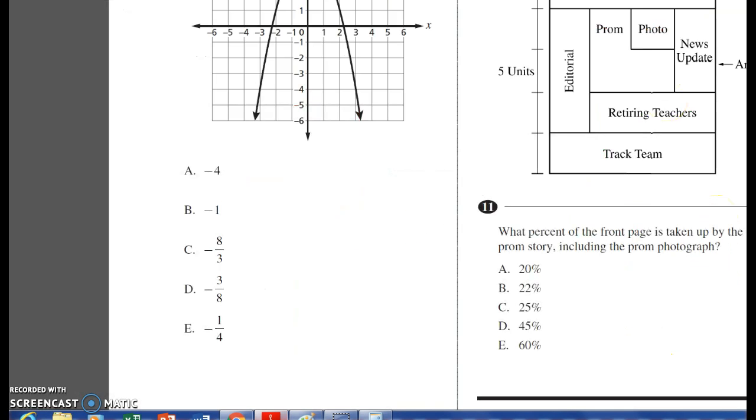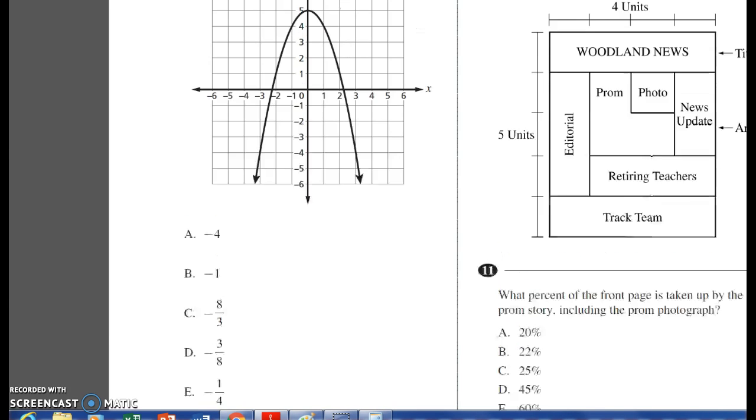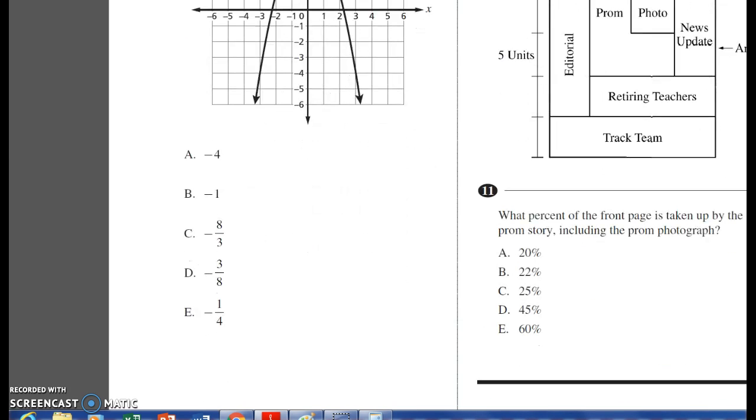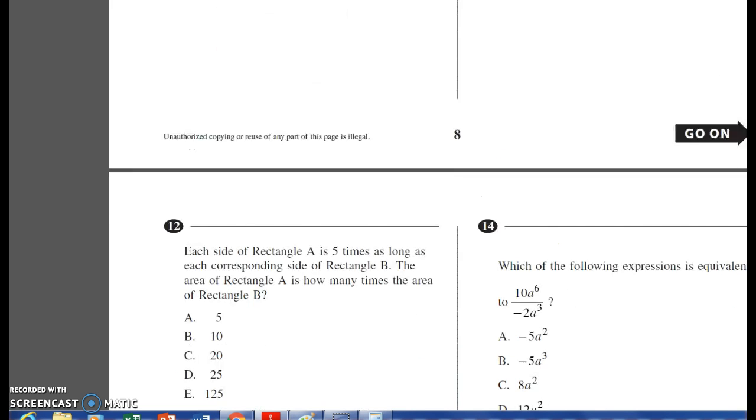Now we're going to go back to our original problem, and the original problem says what percent of the front page is taken up by the prom story, including the prom photograph, and your answer is going to be A, 20%. Okay?